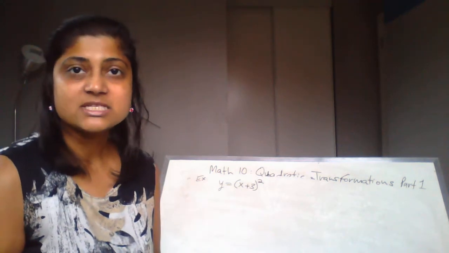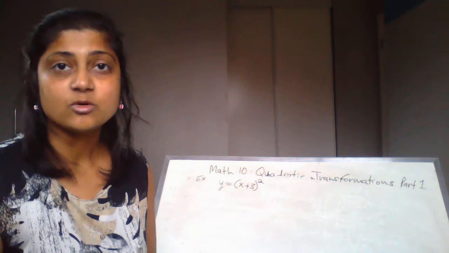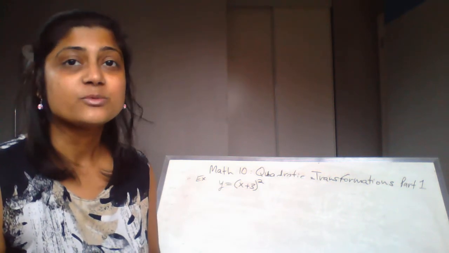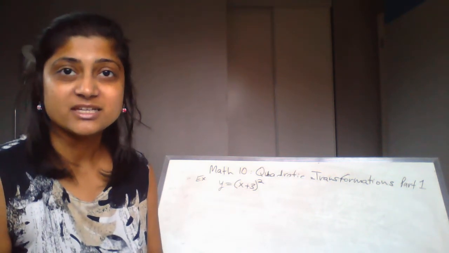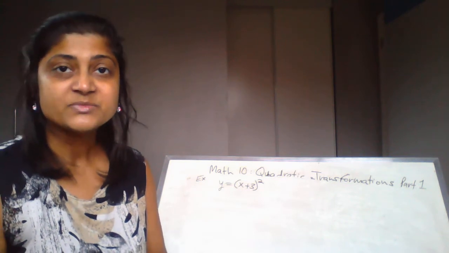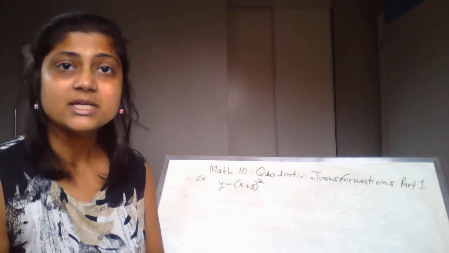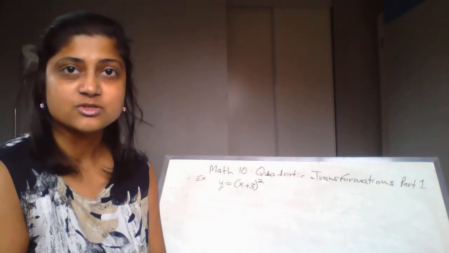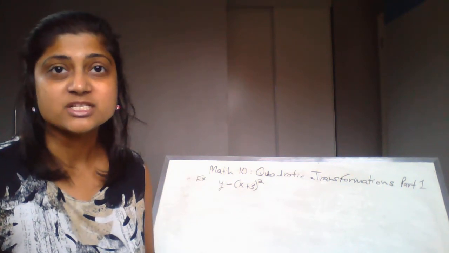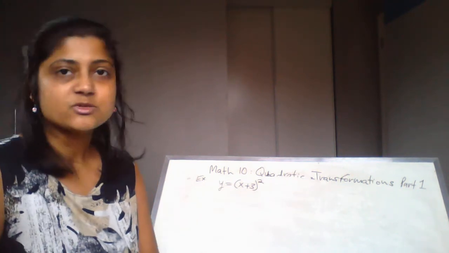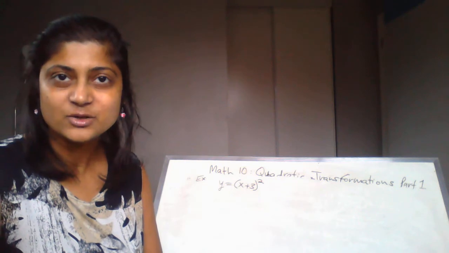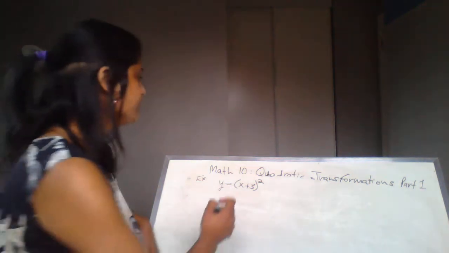And whatever is inside the bracket, this is going to be a horizontal translation. So remember, the word translation means I'm just taking the whole graph and moving it either to the left or the right. And whenever you do the horizontal translation, I have to make sure I'm changing the sign. So in this case, you see how it says x plus 3? I'm going to change the sign.